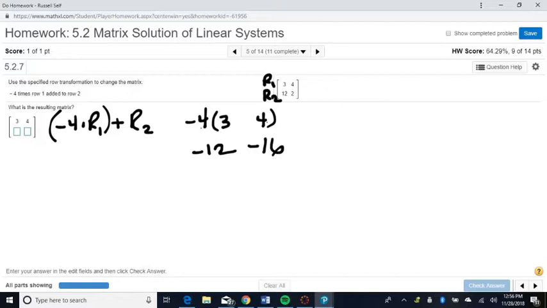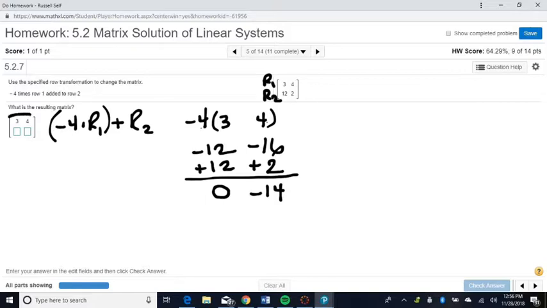And then it says add row 2 to that. And row 2 is +12 and +2. You don't have to put the pluses in there. I make lots of sign errors, so I do. 12 minus 12 gives us 0. -16 plus 2 gives us -14. And those are the new numbers that are going to go into row 2.